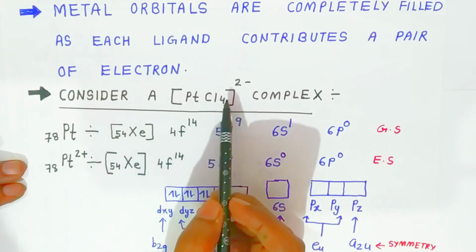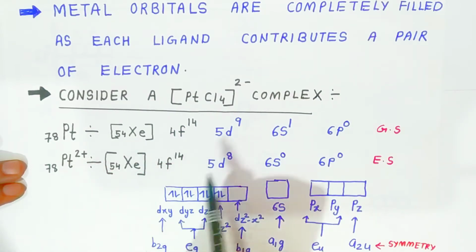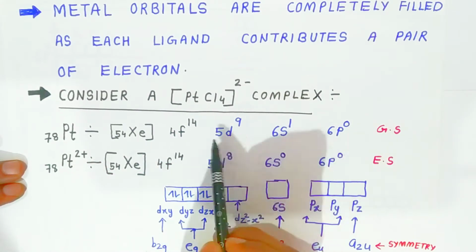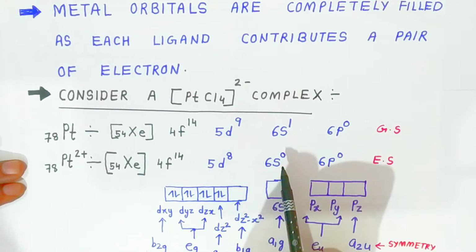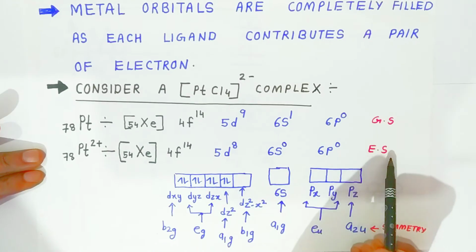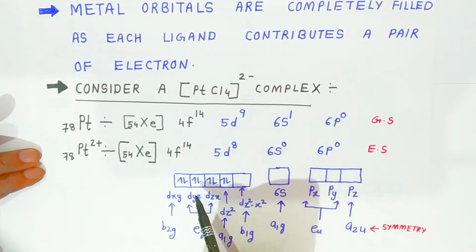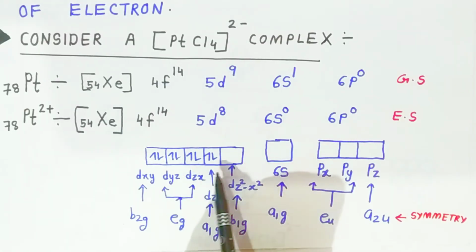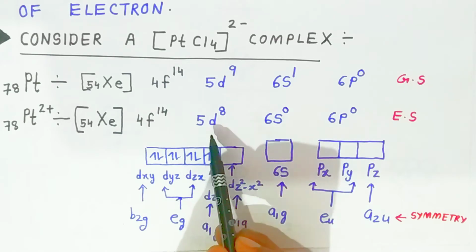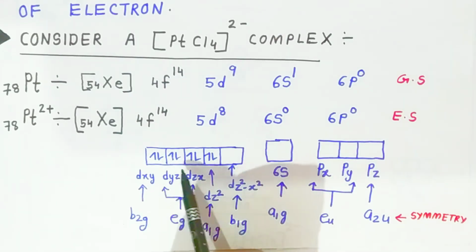Now in the complex we have platinum 2 plus, so platinum goes to platinum 2 plus. That means 2 electrons will be lost from the electronic configuration. From 5d9 and 6s1 it becomes 5d8, 6s0, 6p0. This is the excited state electronic configuration. Now when you draw the molecular diagram, the 5d8 electrons are distributed like this. 5d means 5 atomic orbitals are there, and 8 electrons are going to be filled like this.